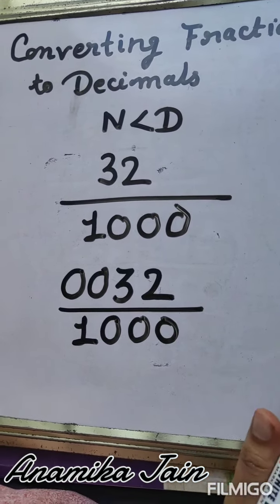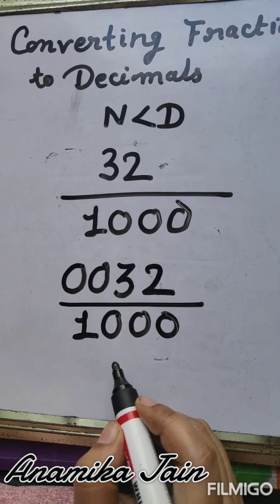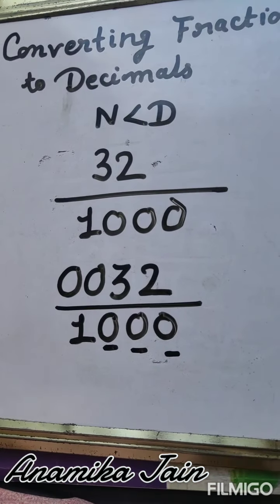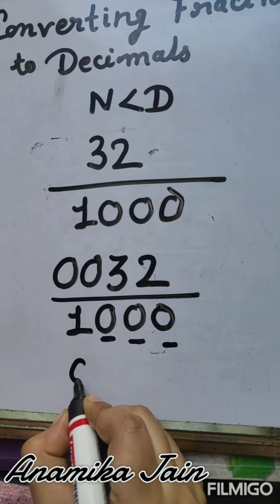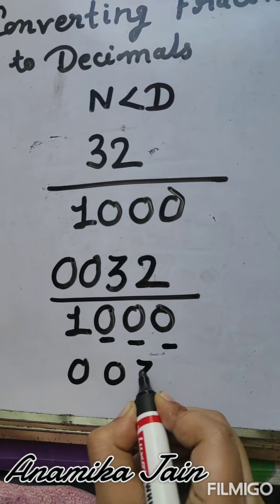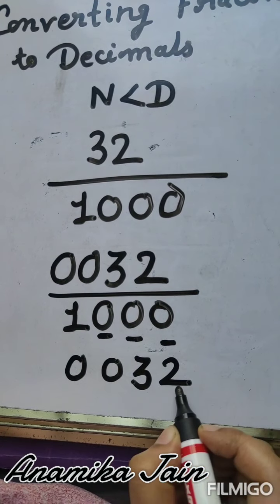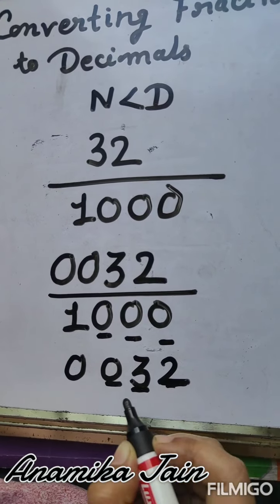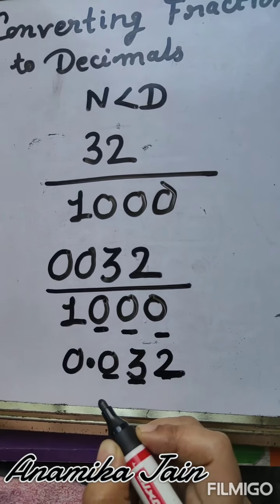Now what is our next step? The next step is counting the number of zeros in the denominator. How many zeros are there in the denominator? There are 3 zeros in the denominator. So we will place a decimal point before 3 digits from the right hand side. That means we will count 1, 2, 3 digits from the right hand side and then place a decimal point before those 3 digits.